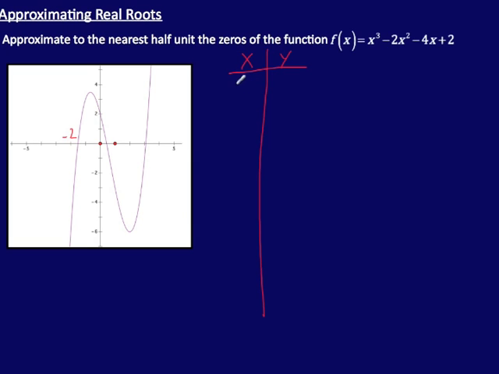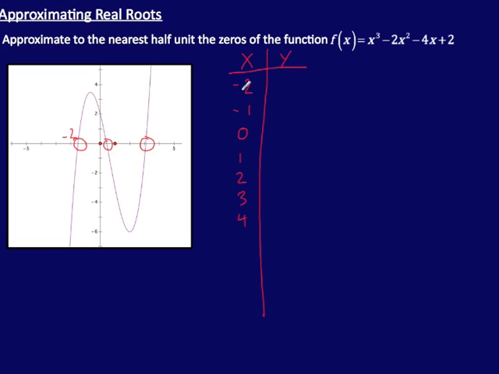So I'm going to make a table of values where x is -2, -1, 0, 1, 2, 3, and 4. Now when I say we're looking for zeros, I'm looking for the points where the graph crosses the x-axis. So I'm looking for these values. I want to know what x values are those 3 points.